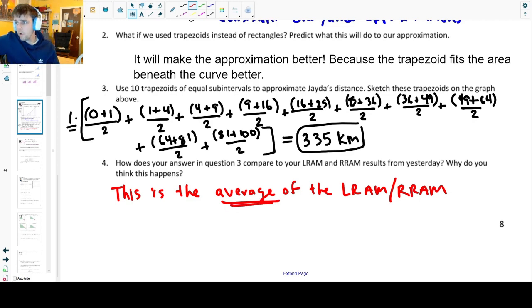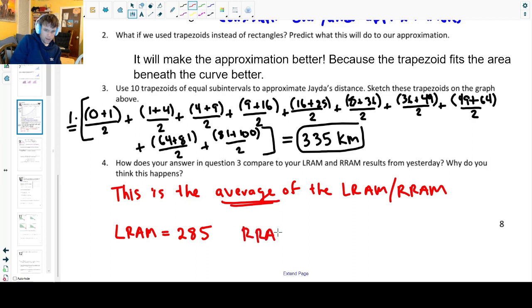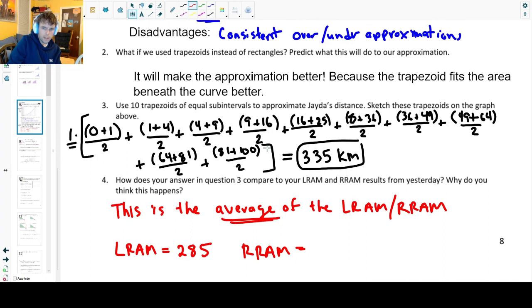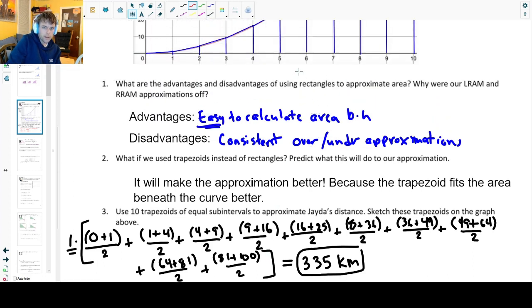Let me go ahead and pull up those exact numbers just so that I can remember what those were. So the LRAM calculation we did yesterday was 285. So we did an LRAM yesterday, and it was 285. And for some reason, I can't seem to find the RRAM that we did, but let's kind of quickly look at that, right? What would that look like?